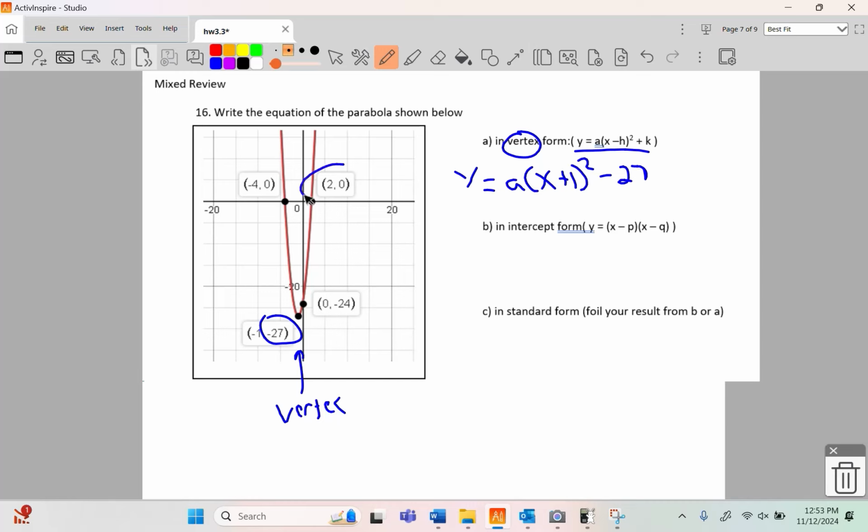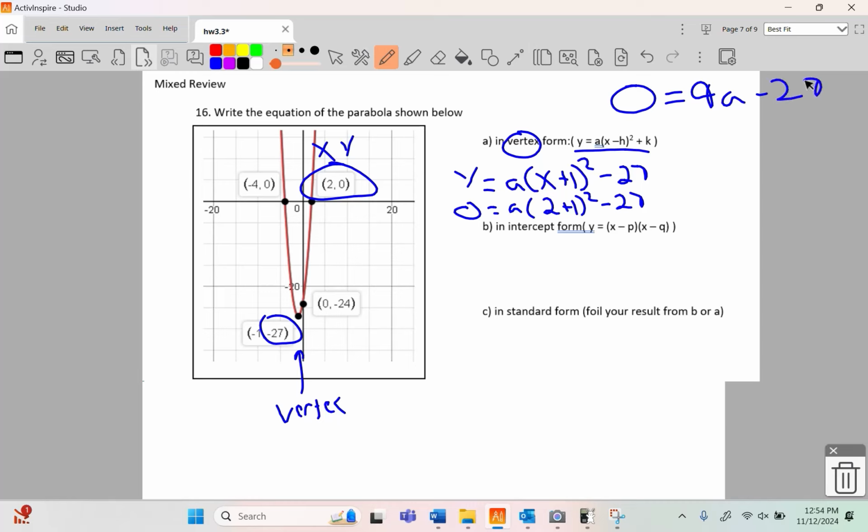A common one gives 2, 0. So everywhere you see y, there's 0, and everywhere you see x, put 2. 0 equals a times the quantity 2 plus 1, squared, minus 27. 2 plus 1 will give you 3. What's 3 squared? 9. Are you going to take away 27 from that 9? Yes or no? What is 9 attached to? a. I'm not going to do anything with it. It's 9a minus 27.